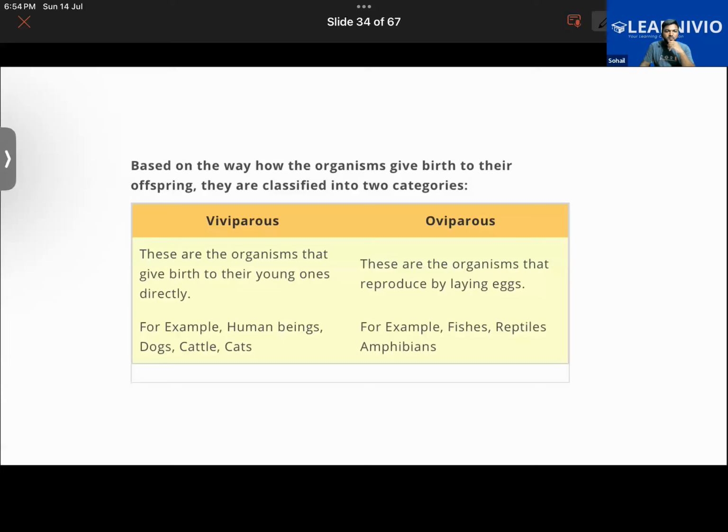Fishes are not viviparous. Majority of the fishes are oviparous. There are some exceptions also, but the majority of the fishes are oviparous. Keep that in mind. They would be egg laying.